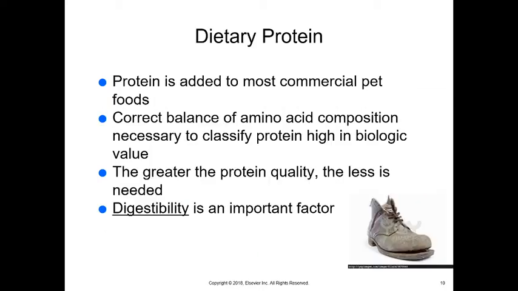Dietary protein is added to most commercial pet foods. Within the protein, we need a correct balance of amino acid composition. When we have that correct balance, it helps us to classify protein that's high in biologic value. The greater the protein quality, the less is needed. And digestibility is a huge factor. So I've got this boot picture here again. Obviously, this is a low quality protein with poor digestibility.